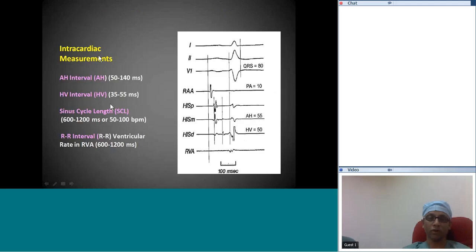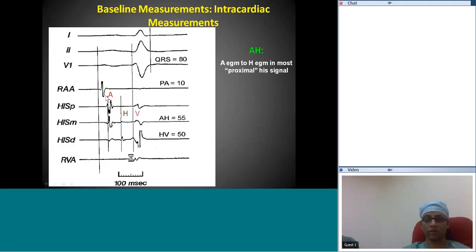Then we look at the intracardiac measurements. We look at the AH interval, the HV interval, and we measure the sinus cycle length, which is similar to the RR interval. First, let us look at the AH interval. The AH interval is from the proximal A on the His bundle electrogram to the H wave. That is conduction within the node, because it is coming from the high right atrium to the His. So this gives you conduction within the AV node and the proximal His bundle. The normal value is between 50 and 140 milliseconds.